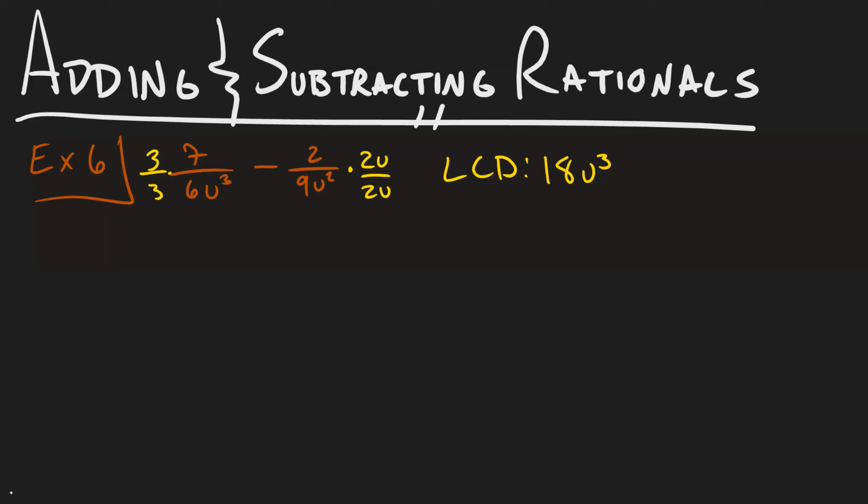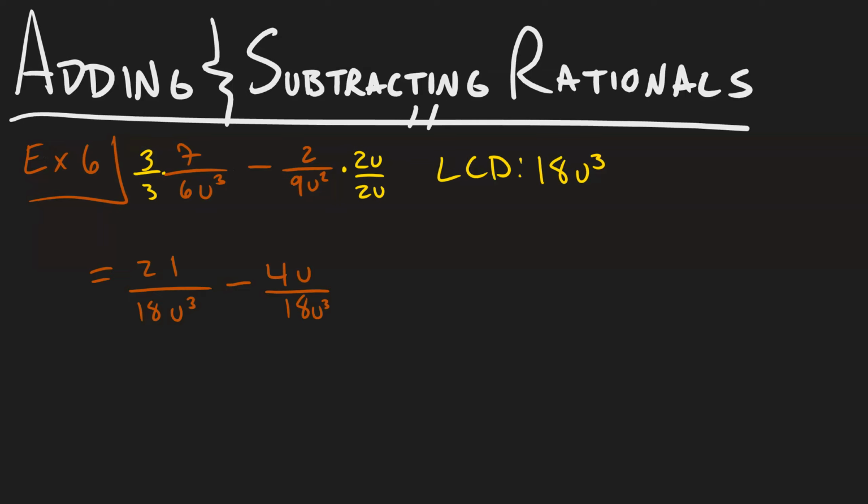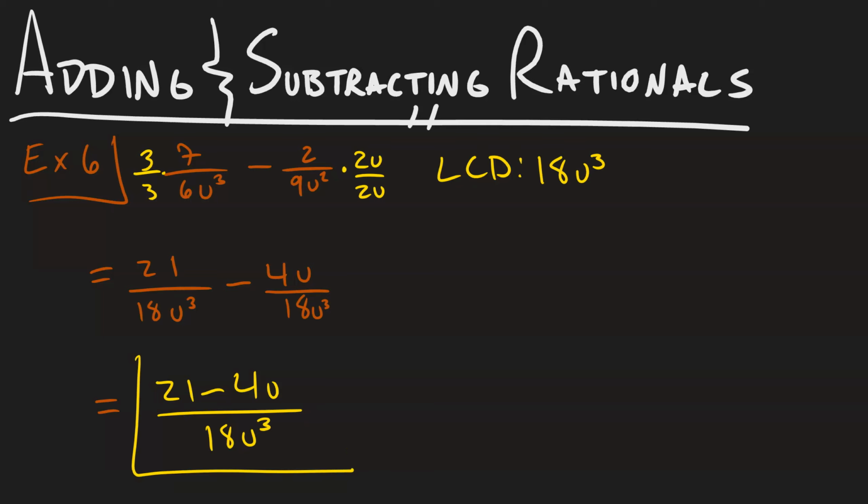So let's go ahead and multiply that through. Once we've multiplied, we can go ahead and combine our fractions together. In this case, we will end up getting 21 minus 4u over 18u cubed. And since, once again, we cannot simplify, this is our answer.